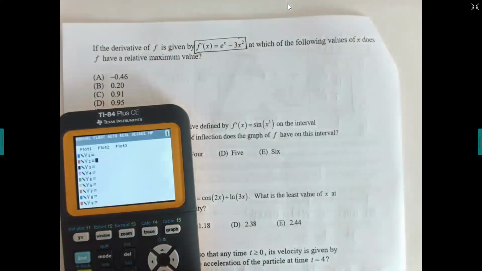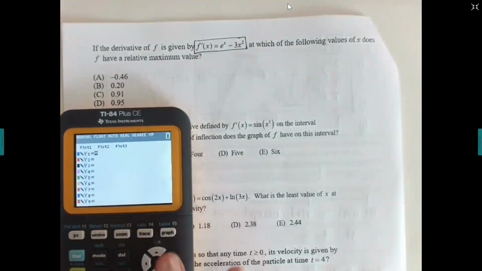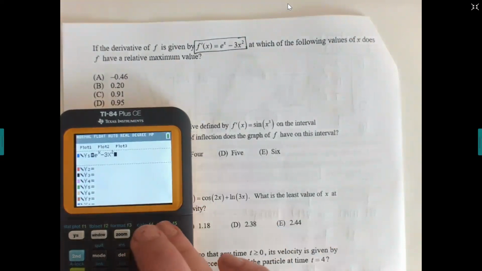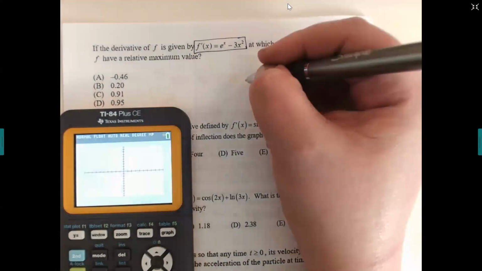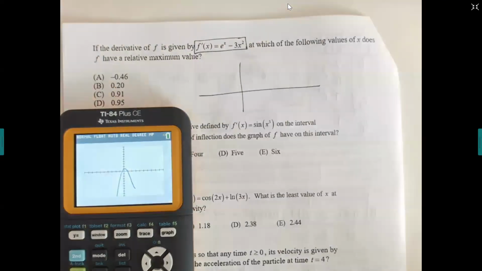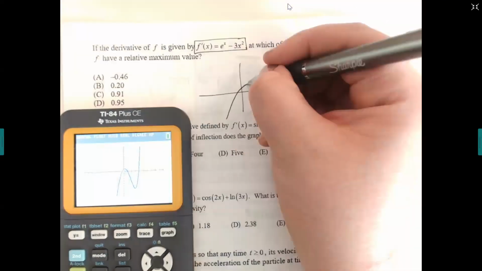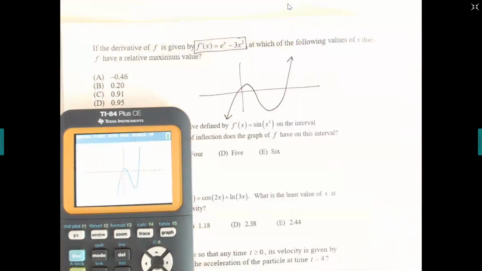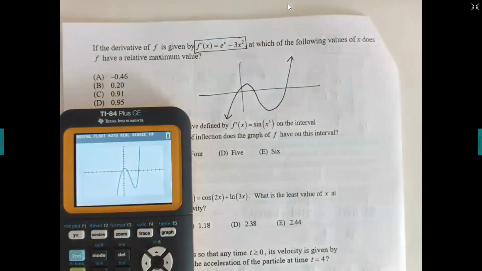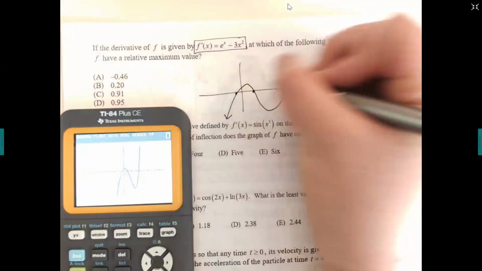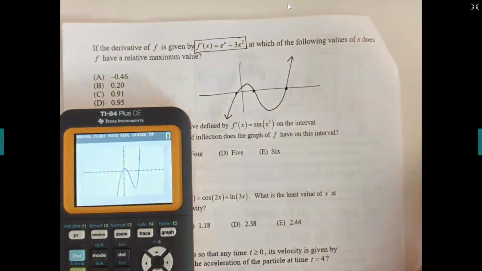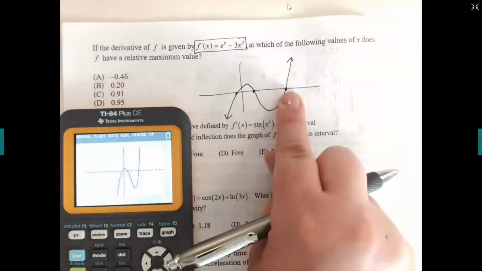So go into f prime. We have e to the x minus 3x squared, and then I'm going to sketch the graph on my paper here. There we see our graph. It goes up, down, up, and it's looking for a relative maximum. Which of those x-intercepts would be the relative max? 1, 2, or 3? It would be 2.